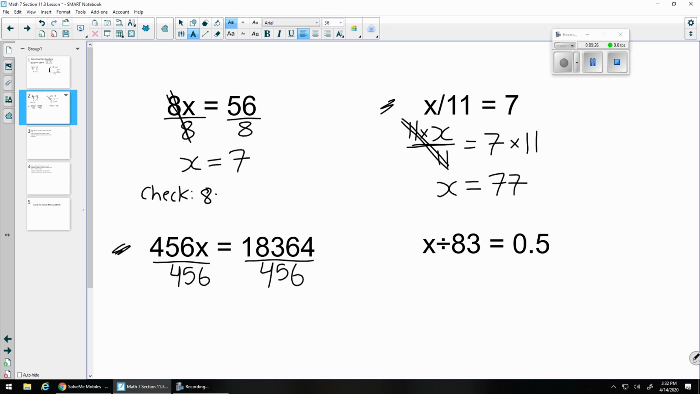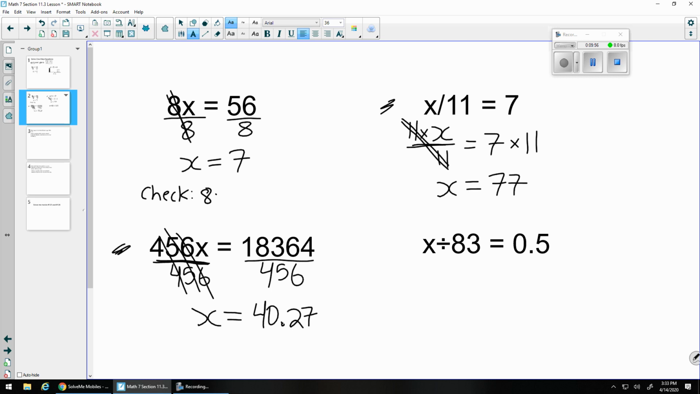Well, 456 divided by 456 is 1. So that's when they cancel out, right? That cancels out. I'm left with x is equal to 18,364. Let me use my calculator. 18,364 divided by 456. That is equal to 40.27192982. And it goes on and on.